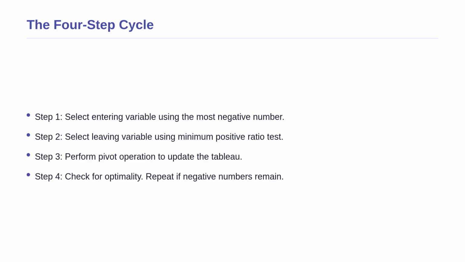Now that our equations are ready, we organize them into a grid called the initial tableau and begin a strict 4-step cycle. First, we select the entering variable by finding the most negative number in the bottom row, which represents our fastest growing profit. Second, we select the leaving variable using the minimum positive ratio test to see which resource runs out first. Third, we perform a pivot operation using basic row operations to update our table to reflect our new position at a better corner. Finally, we check for optimality. If negative numbers remain in the bottom row, we repeat the cycle. If not, we have reached the summit.